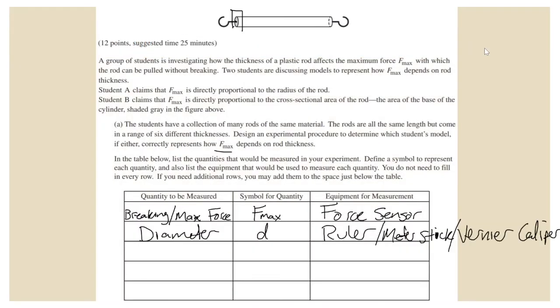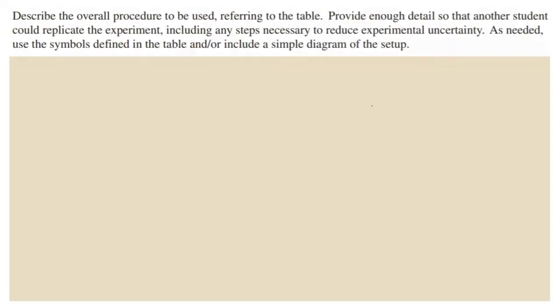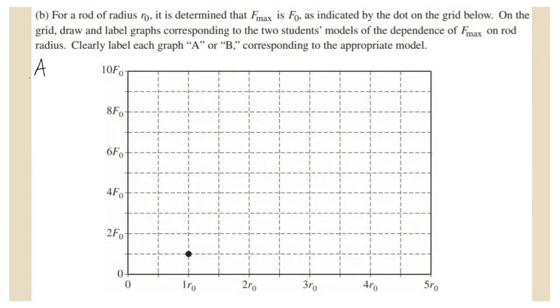Now let's just jump back to their descriptions. Student A says F max is directly proportional to the radius. In an indirect way, student B says it's proportional to the radius squared. So let's just show that over here on the side. A says F max is directly proportional to R, and B says F max, in other words, is directly proportional to R squared. And so doing this for A then is going to be real, real easy. If the radius is zero, the breaking force is going to be zero. That almost doesn't really even make sense, but we could just put a point there at the origin.